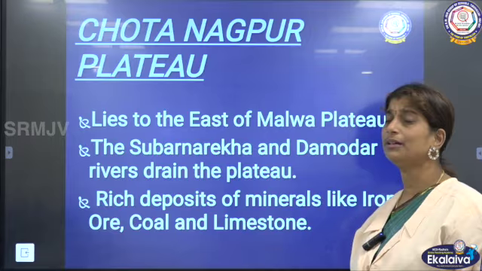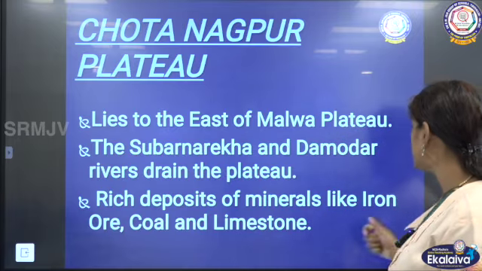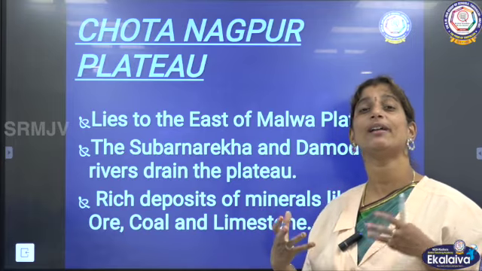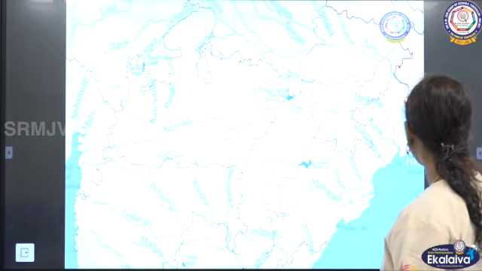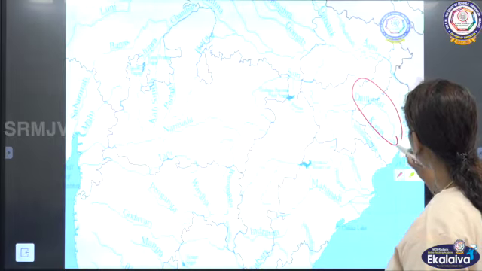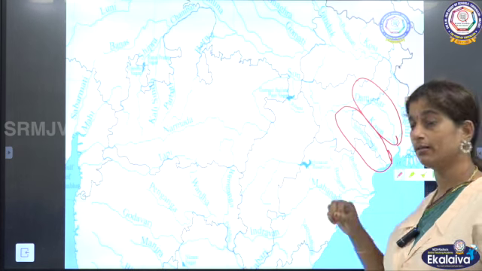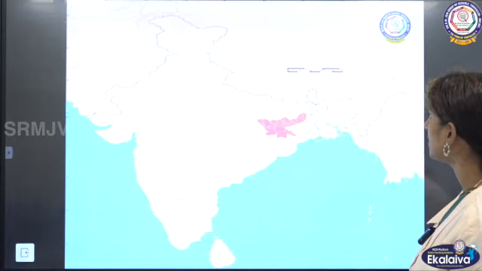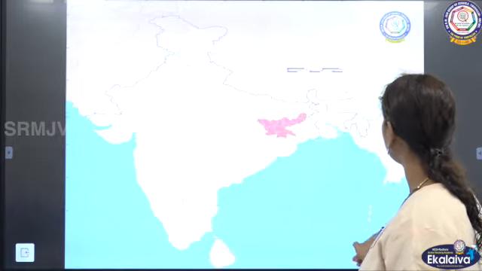The Chota Nagpur Plateau has rich deposits of minerals like iron ore, coal and limestone. So this plateau is very rich in these minerals, right? Here you could see the Damodar river flowing, and here you could see the Subarnarekha river flowing. So this is the location of the Chota Nagpur Plateau, exactly where it is located in India.